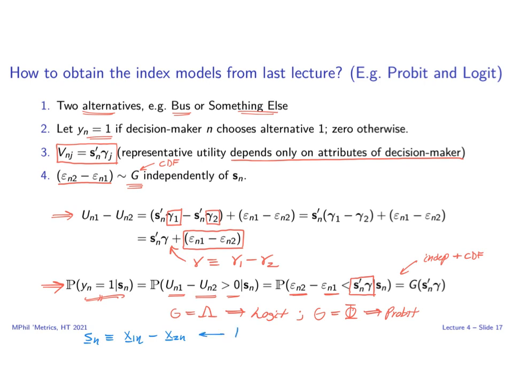across alternatives. For example, suppose Alice is choosing between taking the bus and driving. If T-bus and T-car are her door-to-door commuting times for each mode of transport, then we can allow the representative utility to depend on the difference T-bus minus T-car, because this difference is a decision-maker attribute. It doesn't vary across the alternatives.